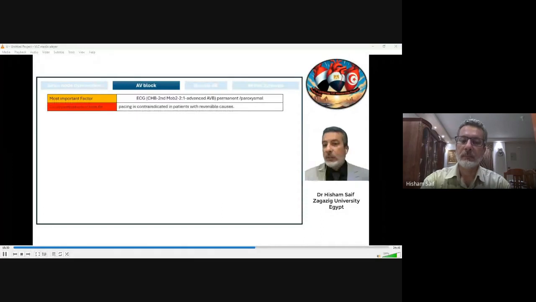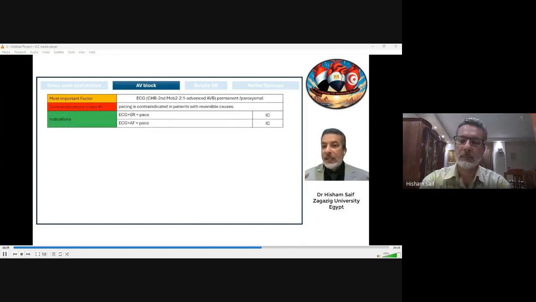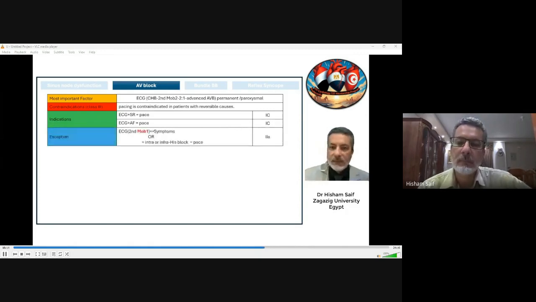The only contraindication in this category is the presence of a completely reversible and curable cause. Remember, the absence of symptoms is not a contraindication, unlike in sinus node disease. The first regular indication is the presence of the ECG features we talked about in patients with sinus rhythm. The second is in patients with the previous ECG features and atrial fibrillation. You can see here that sinus rhythm and AF have the same indication class.